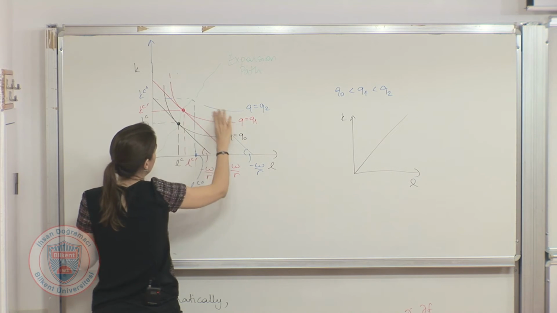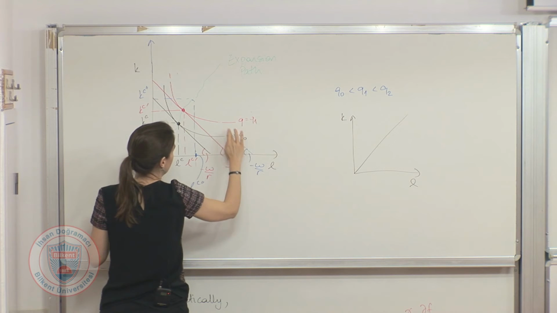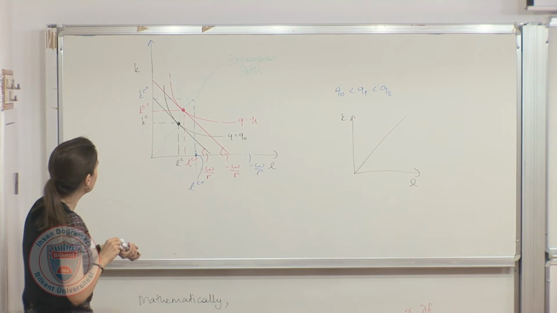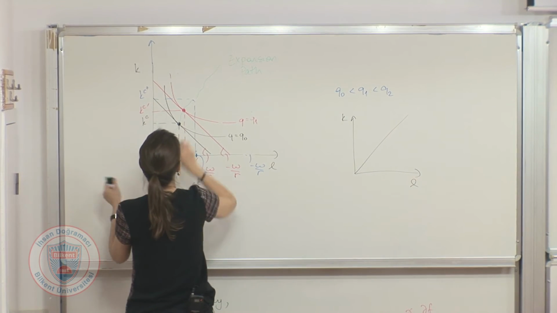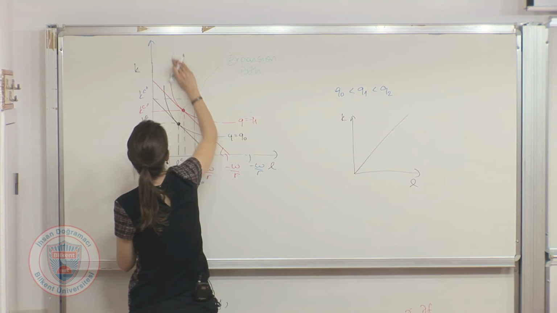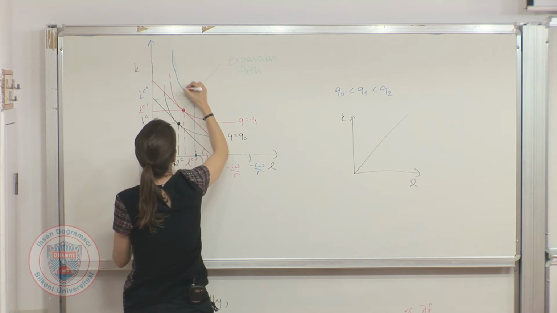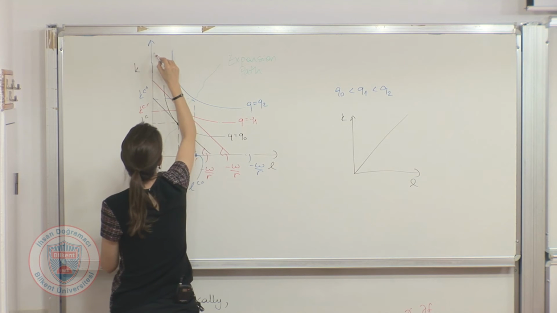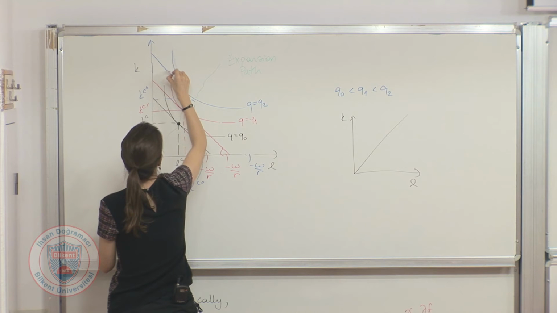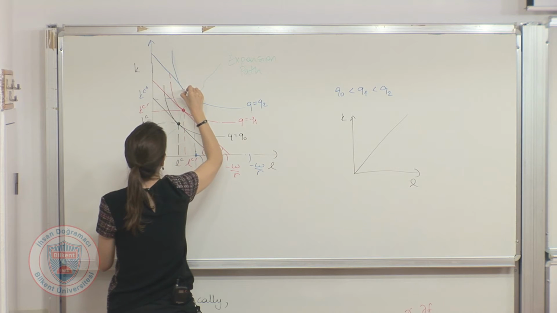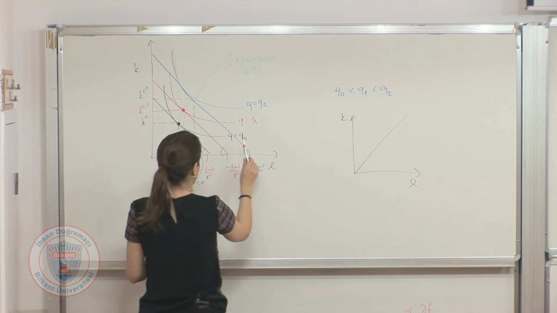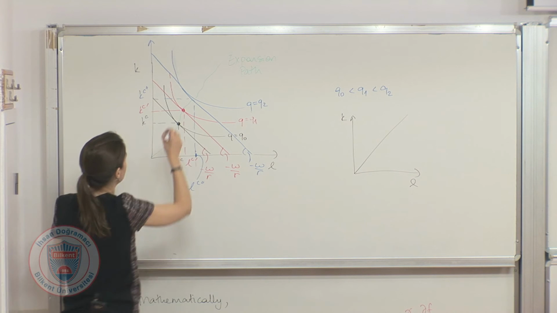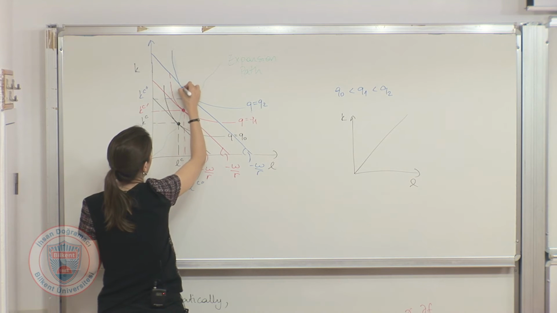So it goes like this. I'm going to draw this again. Hopefully, I'll be successful. But suppose I have something like this. Suppose I would like to produce this much, okay? And then, this is minus wage over R. And suppose the optimal point is here.